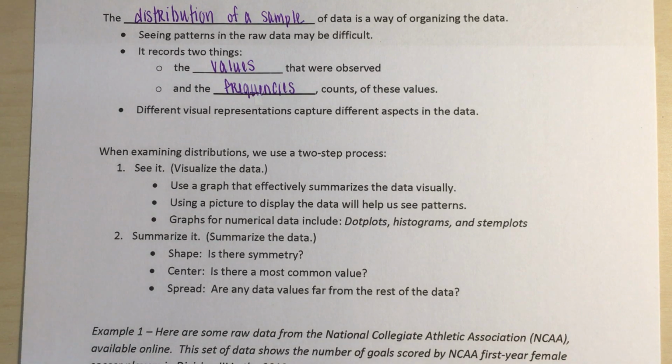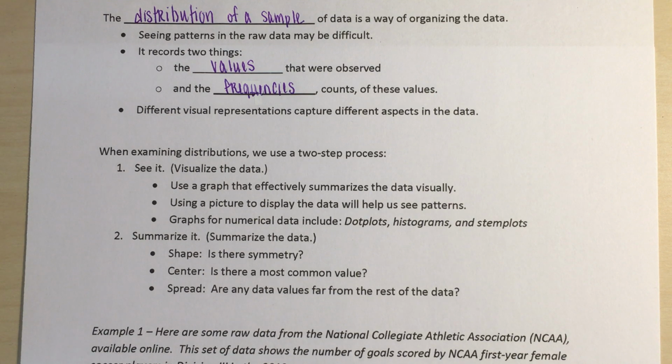The first step is going to be to see it, to actually visualize the data. Use a graph that effectively summarizes the data. Using a picture to display the data will help us see patterns. When we're thinking about numerical data, we're going to have three different types of graphs that we're going to look at in this first section: dot plots, histograms, and stem plots.